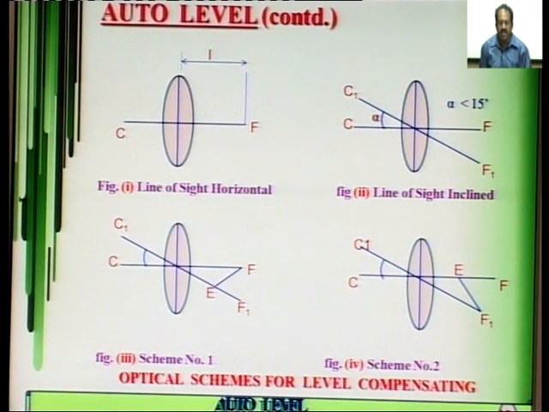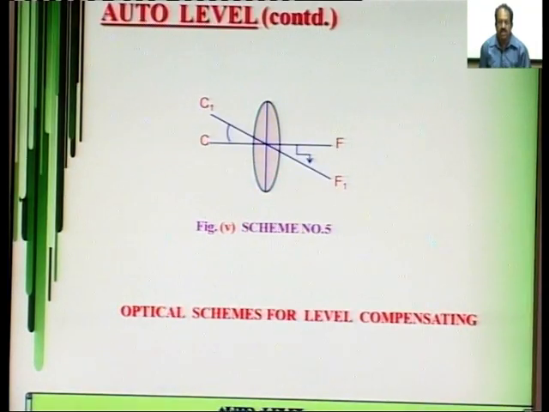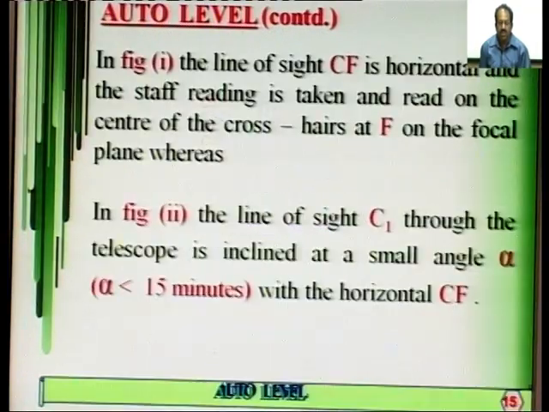The first one is line of sight horizontal, and the second figure is line of sight inclined. The third one is scheme number 1, the fourth one is scheme number 2, and we will study these two schemes in the following slides. This is the fifth scheme. In figure 1, line of sight CF is horizontal, and the staff reading is taken and read on the center of the crosshairs at F on the focal plane, whereas in figure 2.